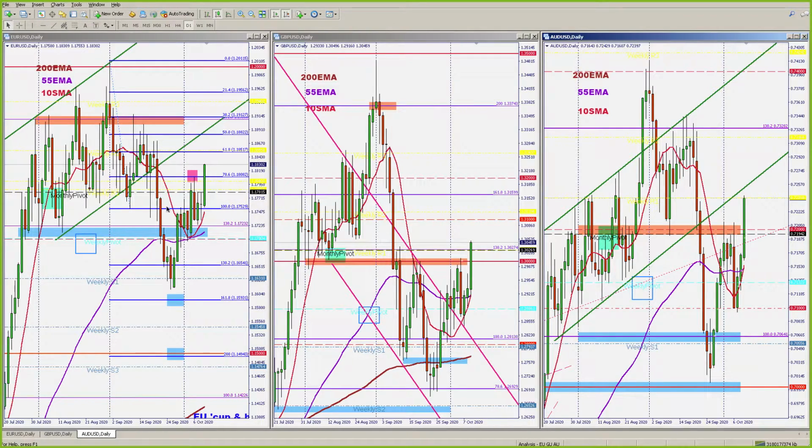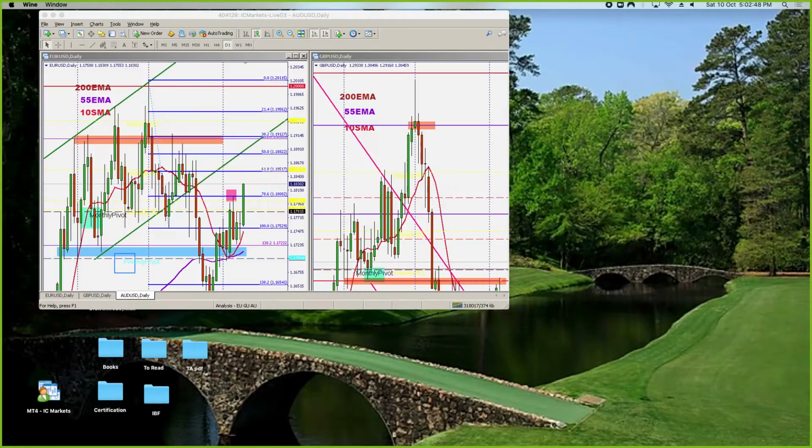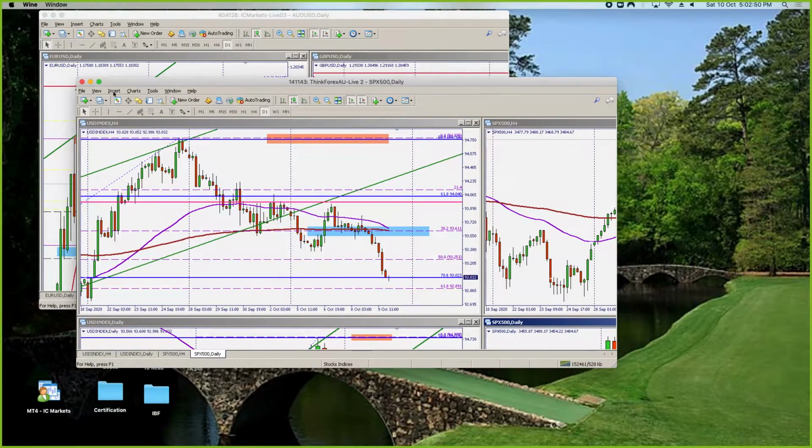If we look across all three majors, they managed to make a last late push on Friday to break out higher, and this was at the expense of the US dollar index. The US dollar weakened in the second half of Friday, and let's take a look at the DXY US dollar index here.